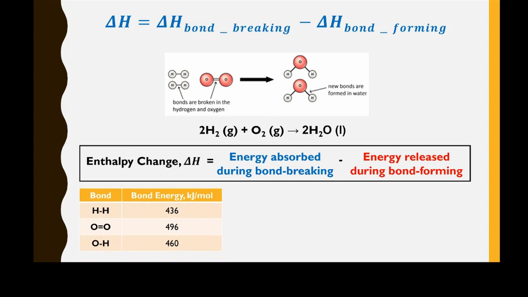For example, to calculate the enthalpy change for the above reaction, two molecules of hydrogen reacting with one molecule of oxygen to give two molecules of water. How do you do this?